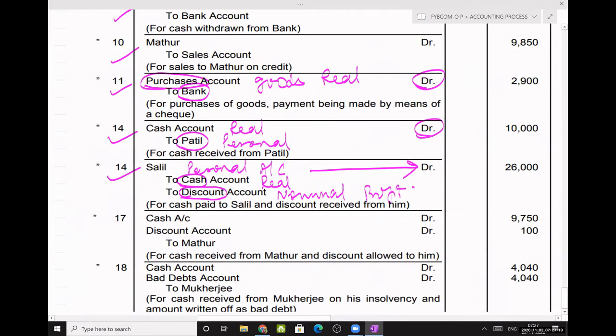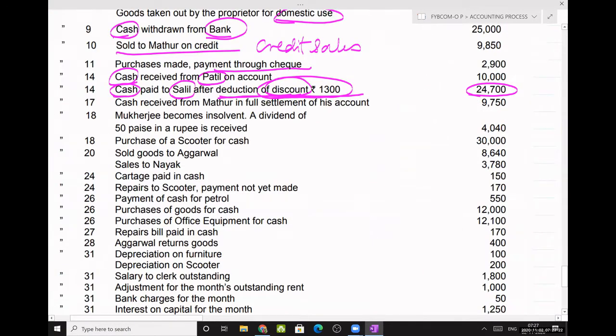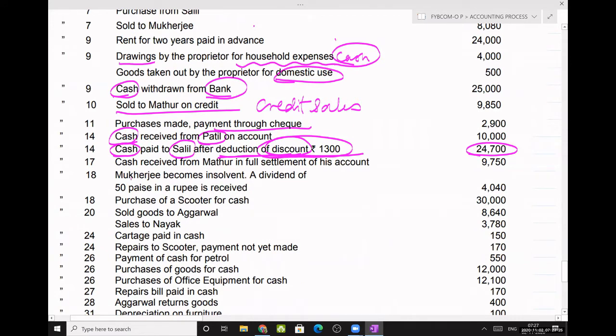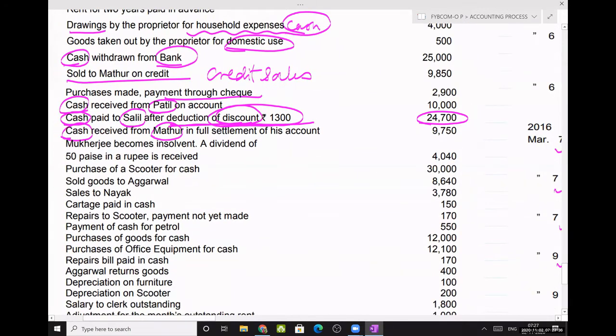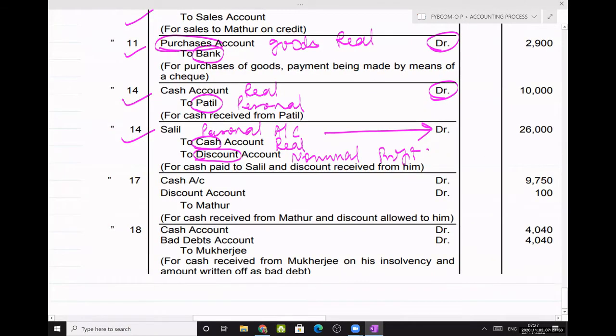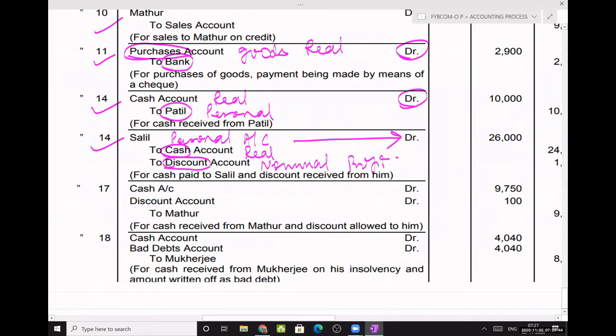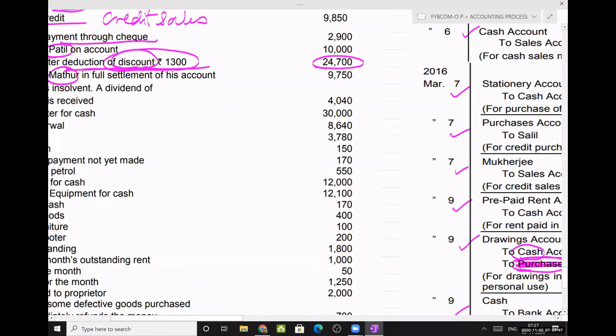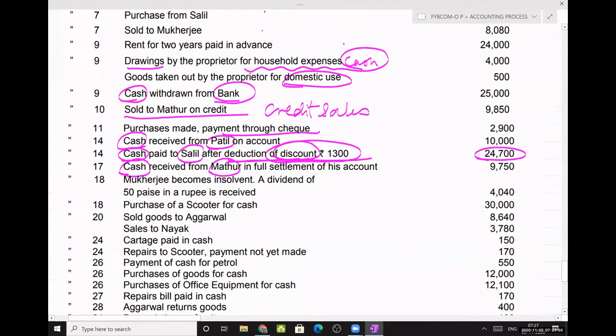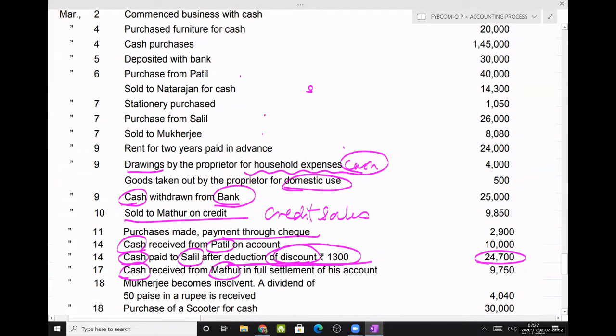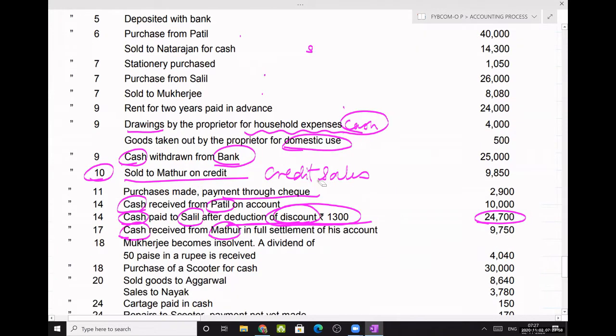Okay. Next, cash received from Mathur in full settlement of his account. What is important here? Cash is important, and Mathur. In full settlement of his account, 9750. Now first I'll have to see Mathur से हमको लेना कितना. So I'll have to check where is Mathur. ये रहा. See, 10th का entry Mathur का.